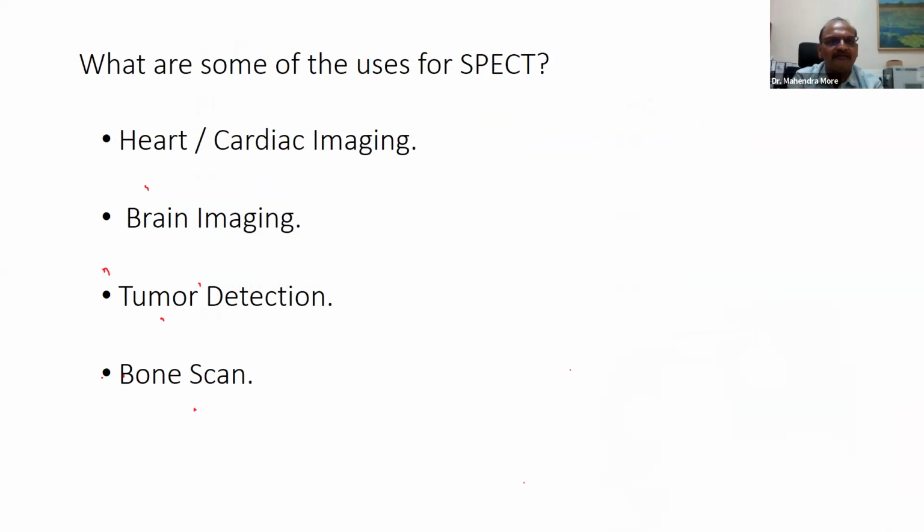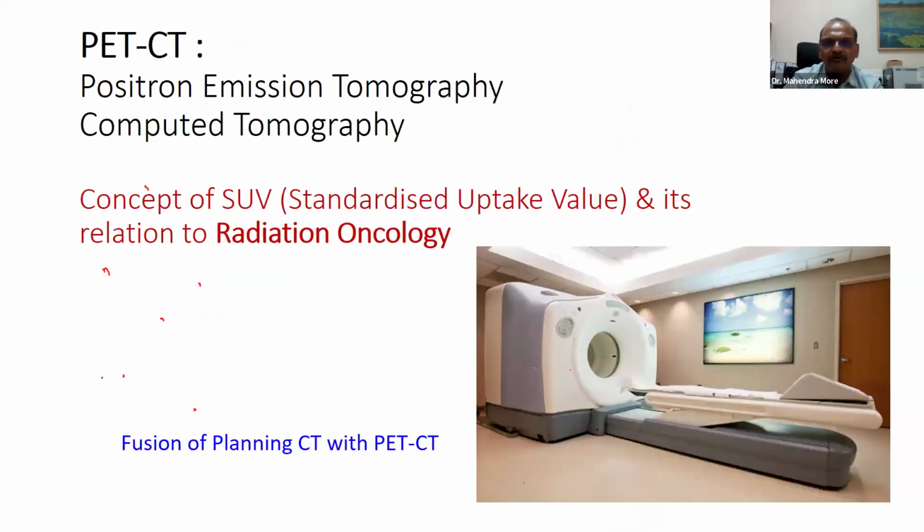It is mostly used for cardiac study, brain imaging, or tumor detection. In bone scan also it can be used. And it has a SPECT part and a CT part. So the two gantries are combined together: one is the SPECT gantry or gamma camera gantry along with the CT gantry. This machine is called a SPECT CT, and we are using the SPECT imaging and CT imaging. Both are combined together, so there are two gantries.